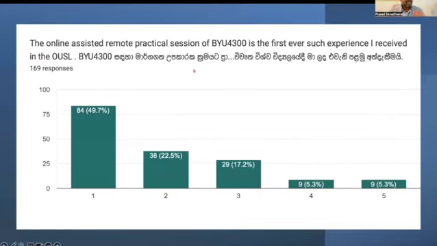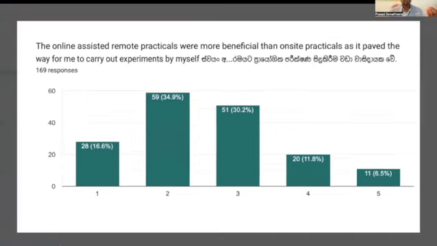And you would see that there are two. The online assisted remote practical session of BYU 4300 is the first ever such experience I received in the USL. You can see that 1 and 2 are the positive results, 3 is the intermediate, and 4 and 5 are the negative responses. So you would see that the most of the students have responded positively. Nearly more than 70% say that it is their first such experience.